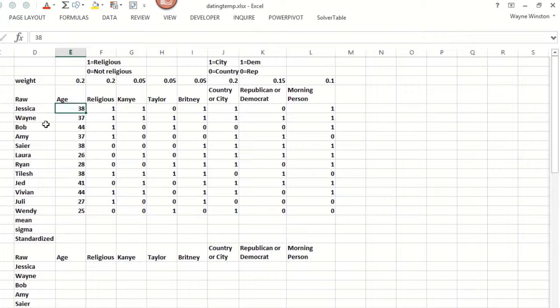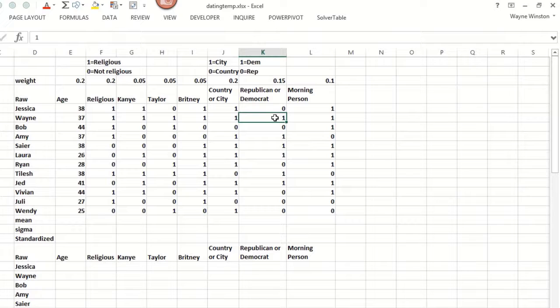based on compatibility. So we've made up some people's names here, and we'd ask them some questions. What their age is. Are they religious or not? One means they're religious. Do they like Kanye West or not? One means they like him. Zero means they don't. Like Taylor Swift or not? A one means they like Taylor. Zero means they don't. Same with Britney Spears. Would they rather live in the country or the city? A one means the city. Zero the country. Okay.